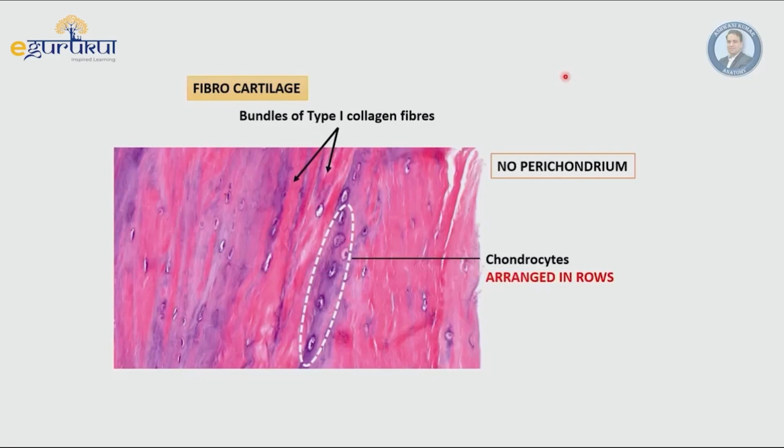So, absence of the perichondrium, and thick type 1 collagen fibers are there. Chondrocytes are arranged in rows. That also is unique about this fibrocartilage, which is not seen either in elastic cartilage or in the hyaline cartilage.